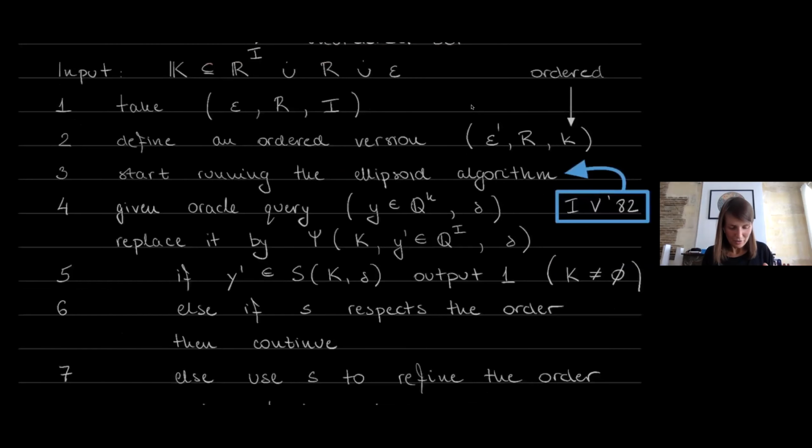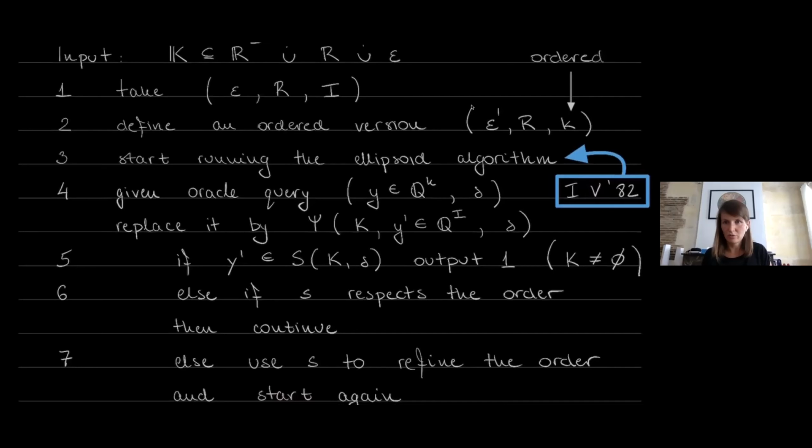So first we define, I will tell you a bit more precisely what I mean by this, an ordered version of the problem. The issue with implementing P-time algorithms in FPC is that if we don't have the order, then it becomes tricky. So we define in some way an ordered version of the problem and start running the ellipsoid algorithm. Since now everything is ordered, we can just start running the ellipsoid algorithm, and since it's running in polynomial time, we will be able to implement all the steps in polynomial time. So we start running the algorithm and implement it in polynomial time. This is due to the Immerman-Vardi theorem that I talked about in the first part of my talk.